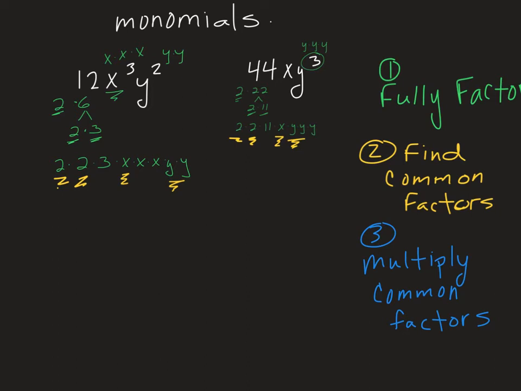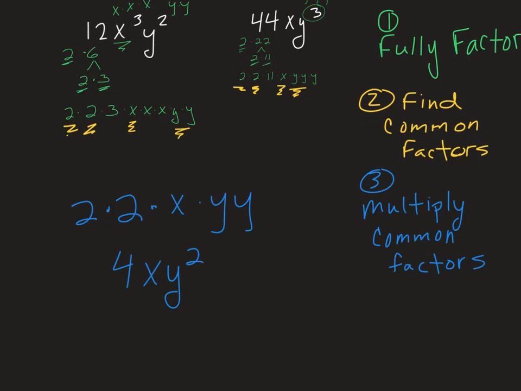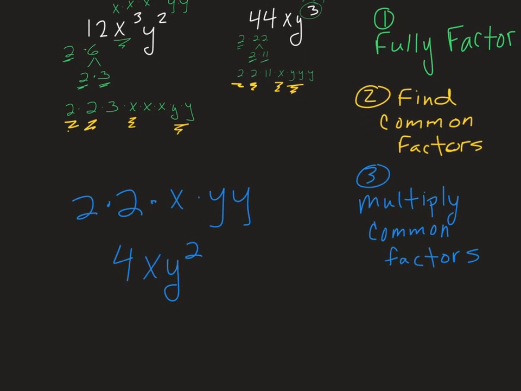So we're going to multiply. What did they have in common? They each had a 2. They each had another 2. They each had an x. And they each had 2 y's in common. So we're going to multiply all of that together. And that means the greatest common factor is 4xy^2. So that, my friends, is the GCF.